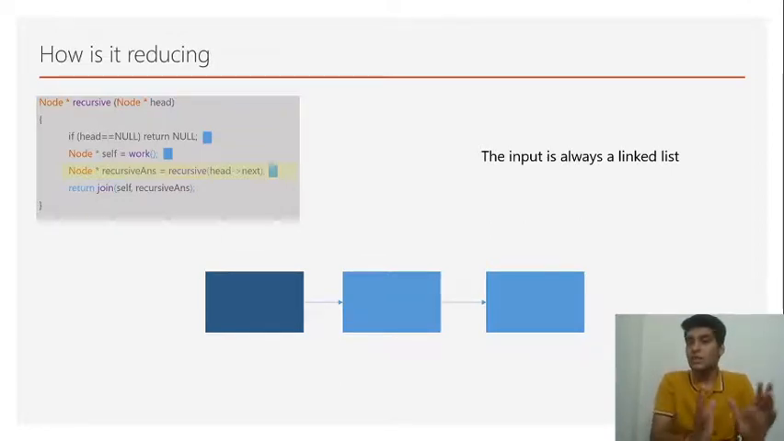In this case, you're actually getting a head of a linked list that is being passed into the function, and you are getting the rest of the linked list. You are operating upon this head and telling recursion to do the rest of it on the remaining linked list. That is how recursion is working.